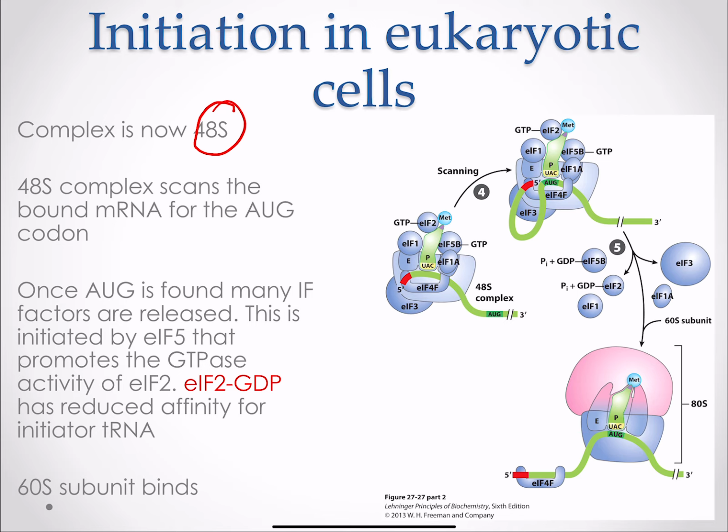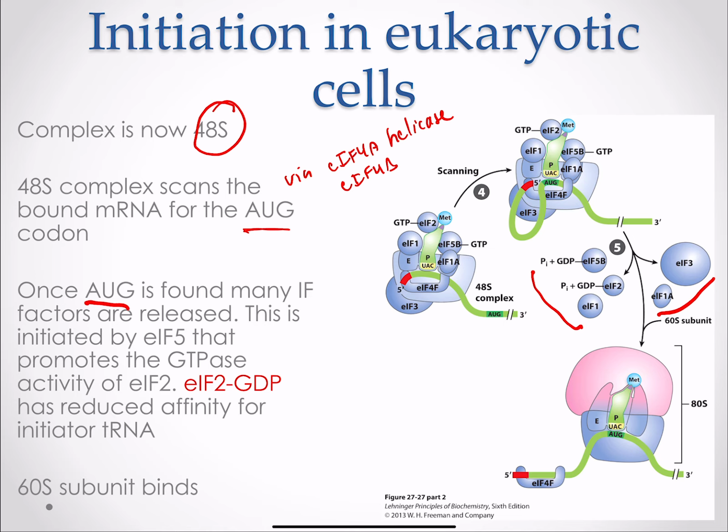We're going to have a scanning of our message for the start codon. So we're going to look for that start codon. And scanning is going to be facilitated by that helicase activity of our 4A and our 4B. And then once you find that start codon, that AUG, your initiation factors get released. So all of these guys here and here, they get released after you find that start codon.